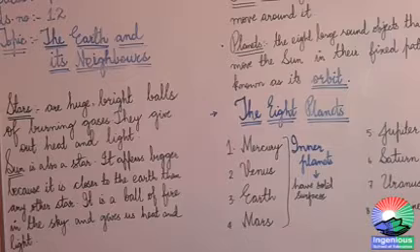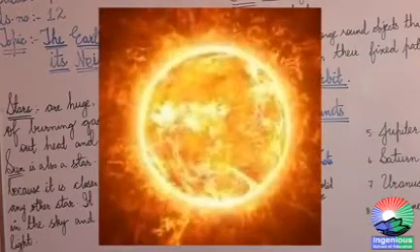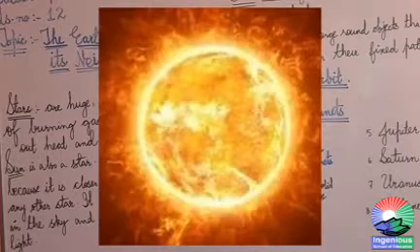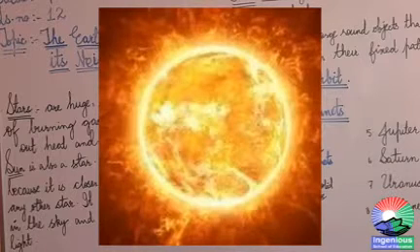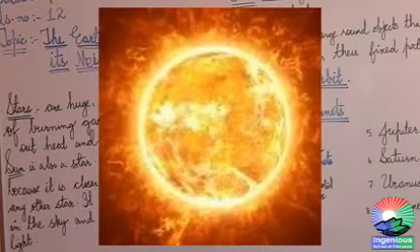Students, the sun is a ball of fire. It looks like a huge ball of fire in the sky and it gives us heat and light. This heat and light that the sun gives us is very essential for the survival of organisms on earth. It is very important for all the life forms on the earth, isn't it?